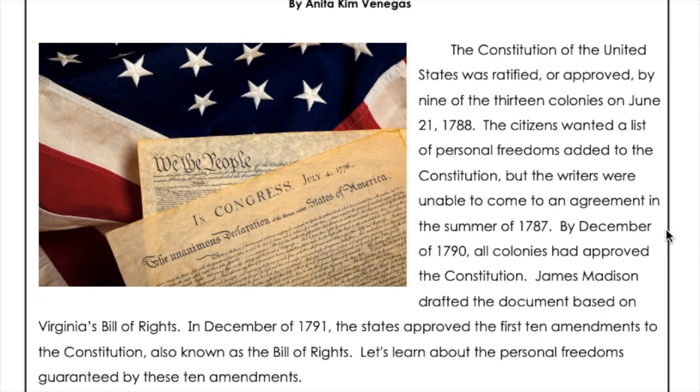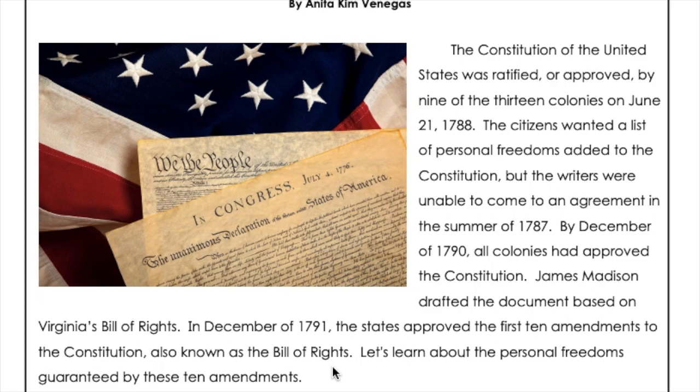By December of 1790, all colonies had approved the Constitution. James Madison drafted the document based on Virginia's Bill of Rights. In December of 1791, the states approved the first 10 amendments to the Constitution, also known as the Bill of Rights. Let's learn about the personal freedoms guaranteed by these 10 amendments.